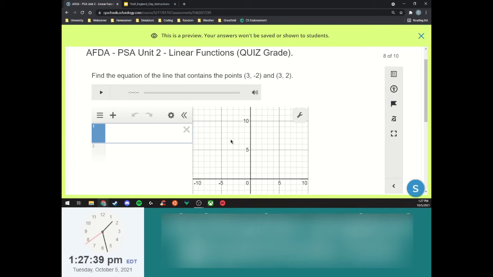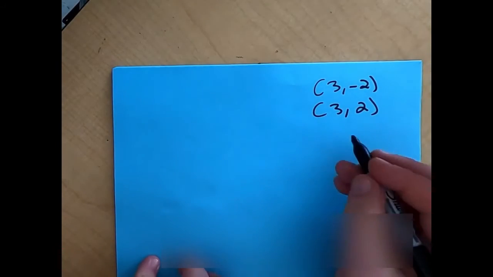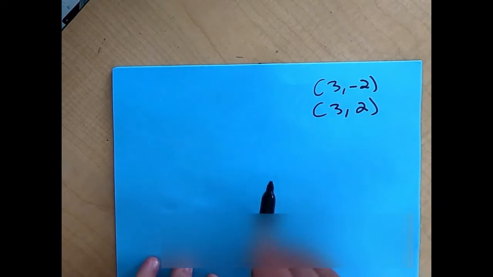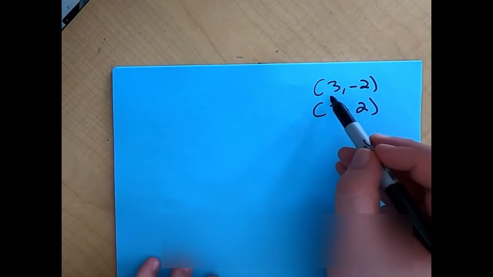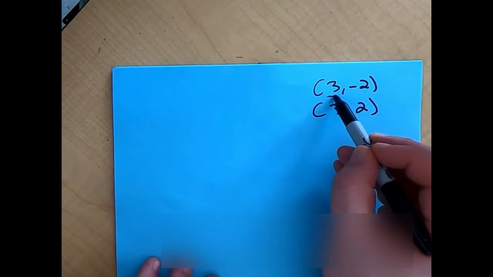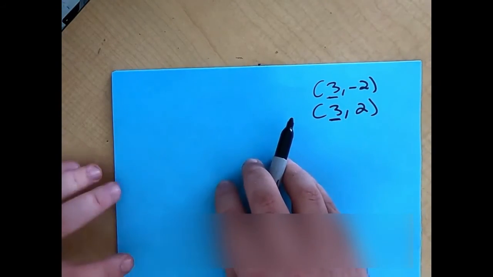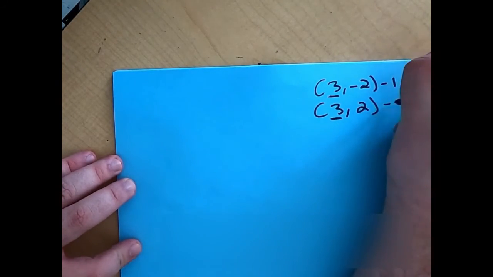All right, so question number 8. We're given 2 points. Let me write those down real quick. All right, and then we're asked to find the equation of a line that contains these points. So I'm given 2 points. Whenever I'm given 2 points, I should try to find the slope. Now, if we look at a previous problem, we see that our x values are the same. Let's just make a note of that. Let's go ahead and plug these into our slope formula.